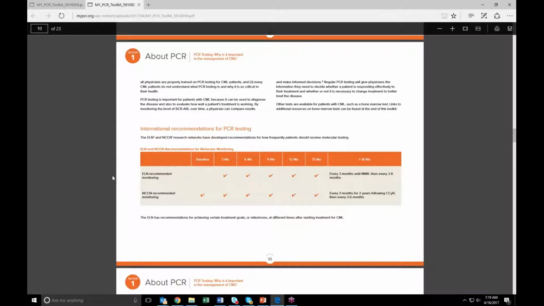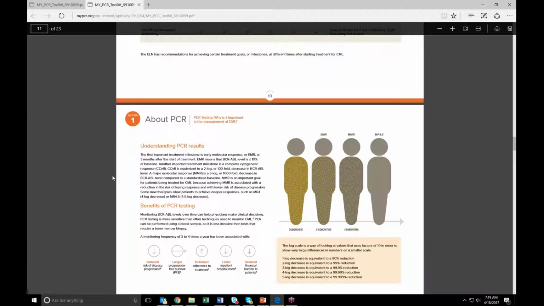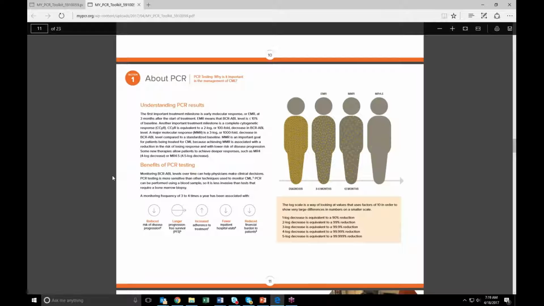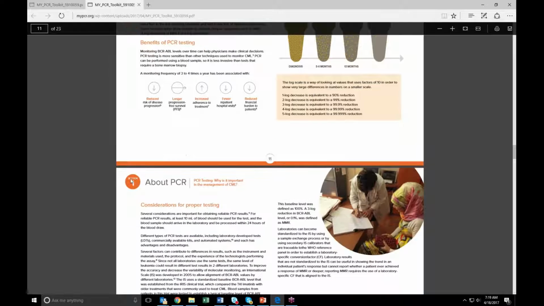So there's information about basically what is the test, what are the international standards currently, international recommendations for PCR testing. How do you interpret the PCR results? And this was very important because also as the state-of-the-art of treatments of CML evolves and more patients are having the opportunity to stop therapy, it becomes really, really important that patients have access to proper PCR testing.